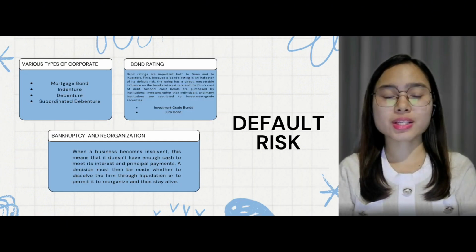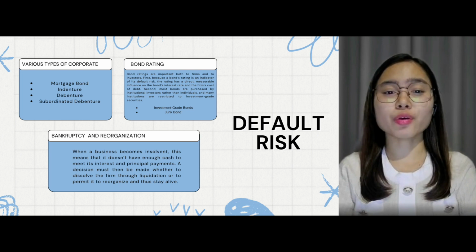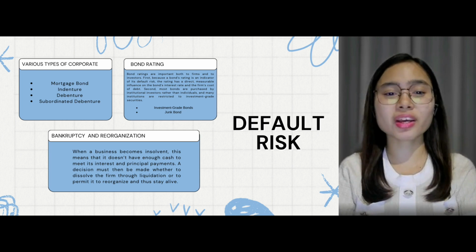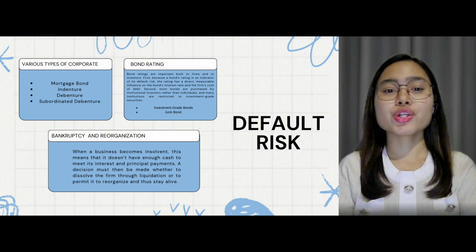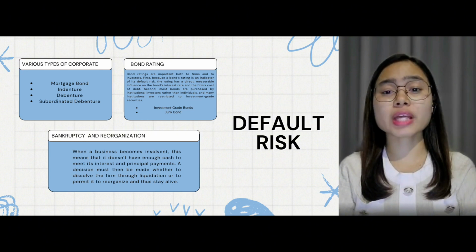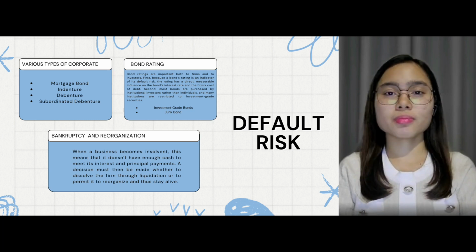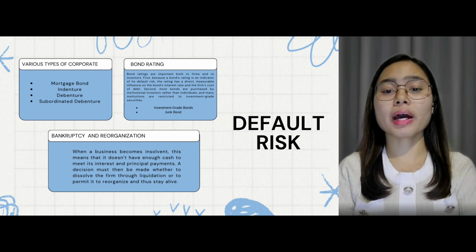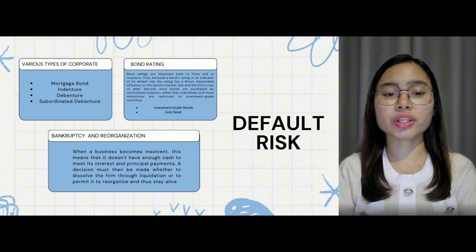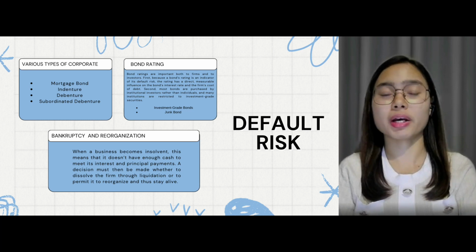Default risk. It is influenced by both the financial strength of the issuer and the term of the bond contract, including whether or not collateral has been pledged to secure the bond. Under it, we have the various types of corporate bonds, bond ratings, and bankruptcy and reorganization. Under the various types of corporate bonds, the first is the mortgage bond. It is a bond backed by fixed assets. First mortgage bonds are senior in priority to claims of second mortgage bonds.